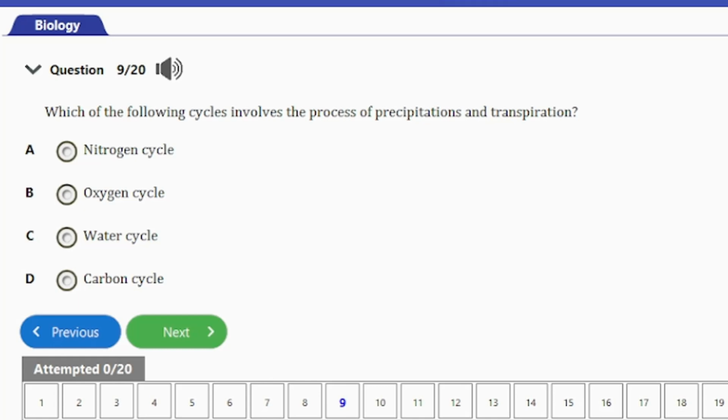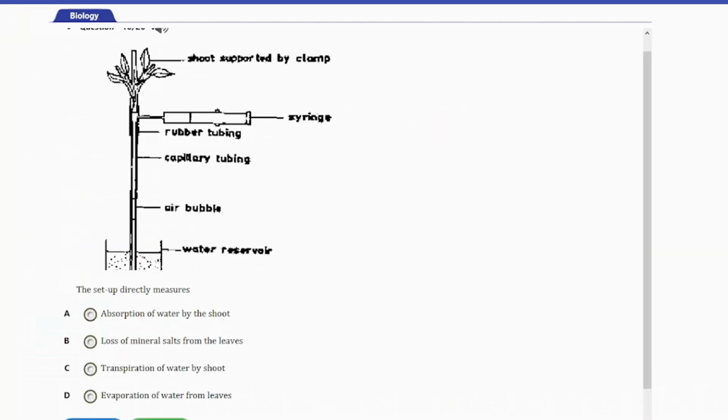So guys, let's also keep in mind that transpiration is the loss of water vapor from the aerial parts of a plant, especially through the stomata of the leaves in the plants. And then precipitation is the process through which water vapor in the atmosphere condenses and drops down in form of water droplets, actually rain in that case. So let's consider the next question.